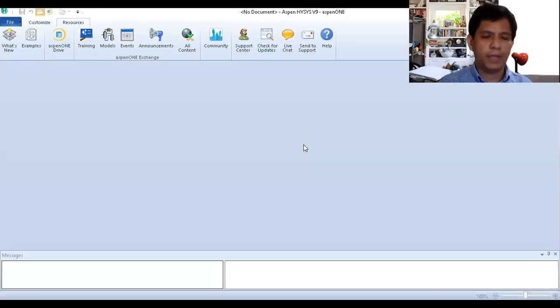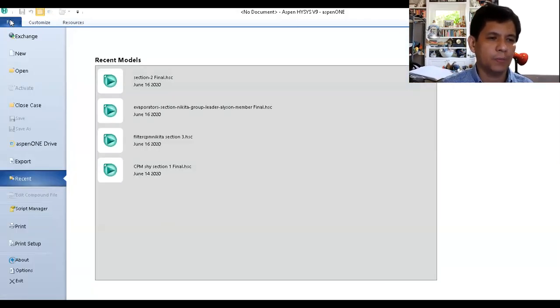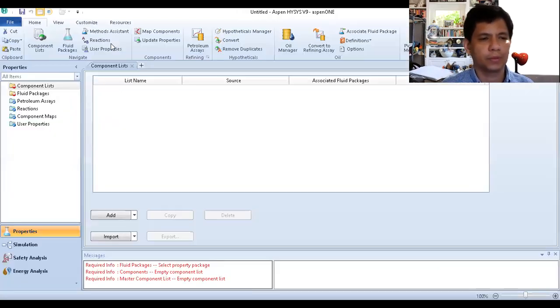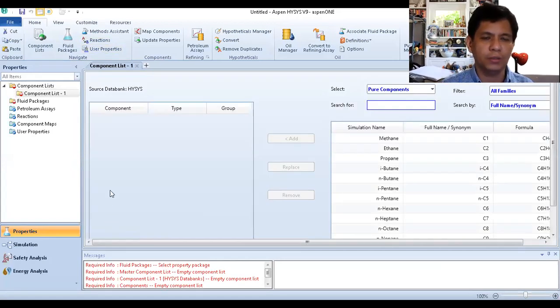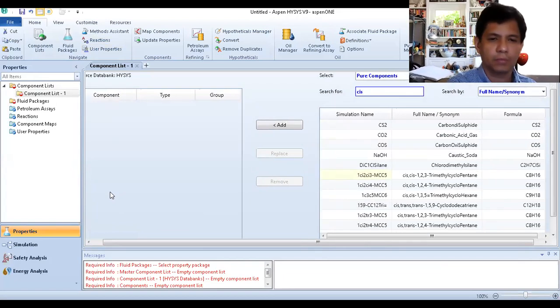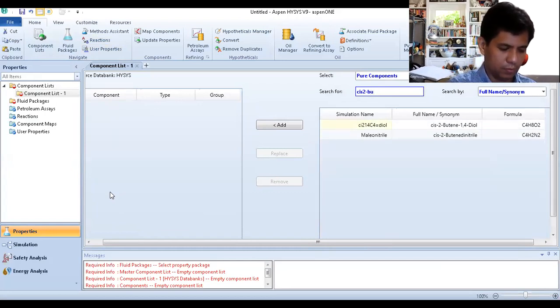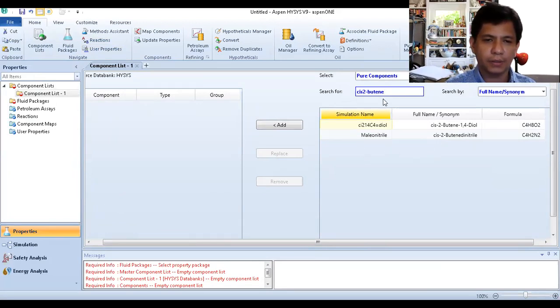Okay, so this is our Aspen Hysys. First, I'm going to add the components. I'm going to open a new case. Tandaan nyo pa, no? Okay, mag-open ng new case. Okay. And then I'm going to add the two components, cis-2-butene. Dapat walang space para mag-appear siya. Ito, ano? Okay. Bakit wala?